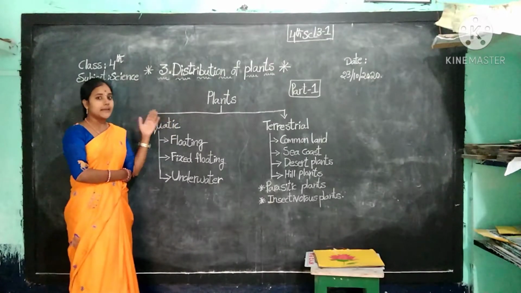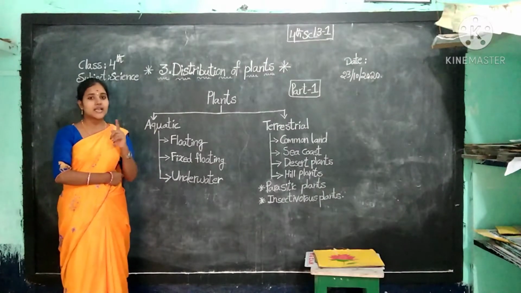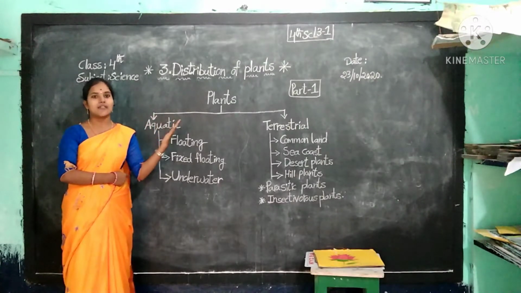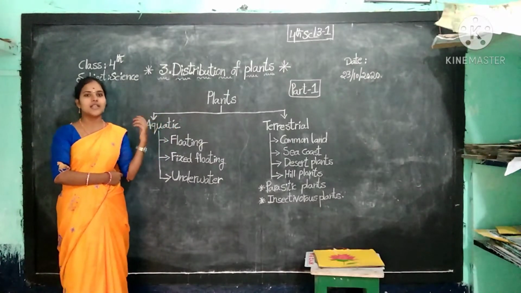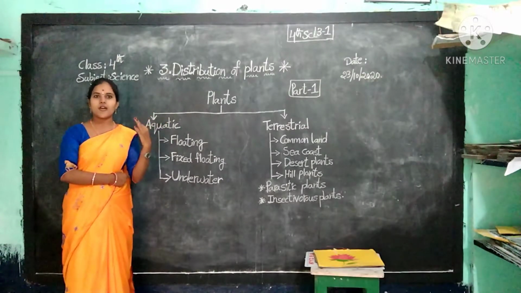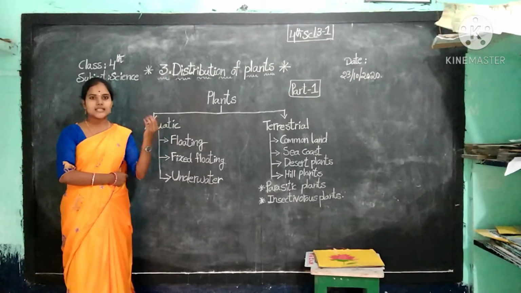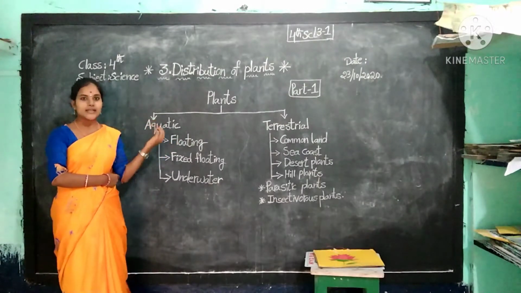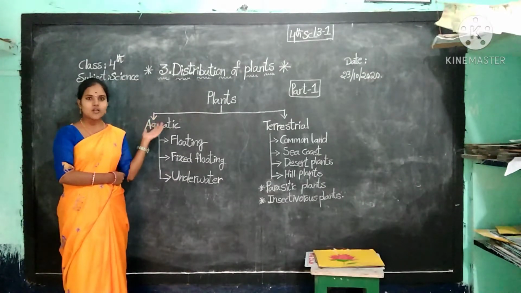Survival of the plant depends on the condition of the environment. Survival means what, children? In the previous class also you had that word, survival. Survival means to continue their life. Plants continue their life depending upon the condition of the environment, like type of soil, temperature of the area, rainfall, light, amount of water available and wind. These are the different climatic conditions.